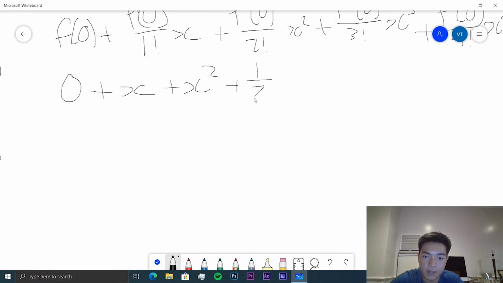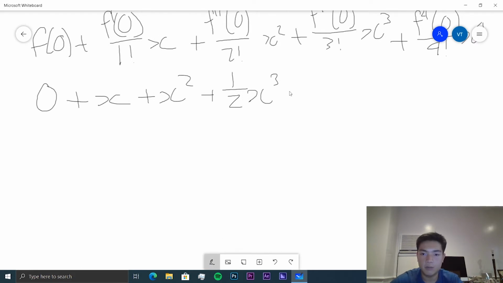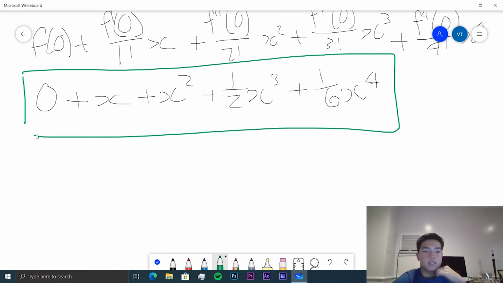So we have 1/2 x cubed plus 4 over 4 factorial, which is 1 over 3 times 2, which is 1 over 6, x to the 4. So this is the Maclaurin expansion, or polynomial, to the 4th degree for x e to the x. So if we plug this in, this should approximate the function x e to the x pretty accurately.